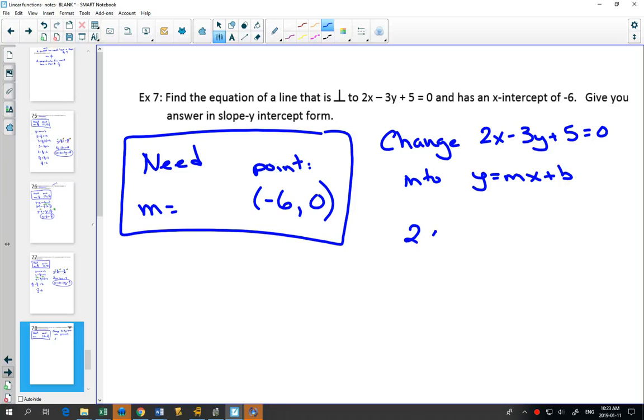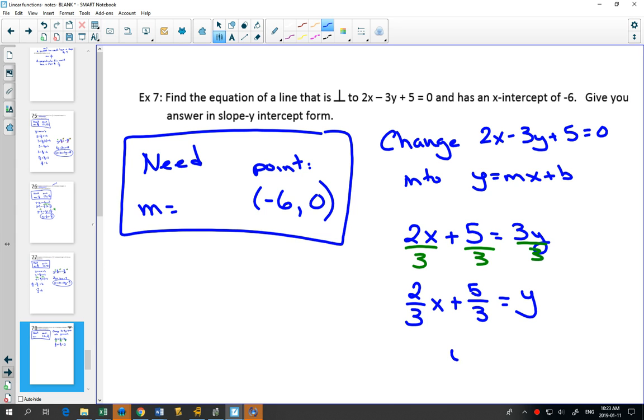Well, I would have 2x plus 5 equals 3y, if I move the 3y over to the right-hand side. I did that so that I have more positive values. And then I can divide everything by 3. That would get y by itself. 2/3 x plus 5/3. If it really bothers you that y is on the right-hand side, you can rewrite it: y equals 2/3 x plus 5/3. So our slope of that line is 2/3.